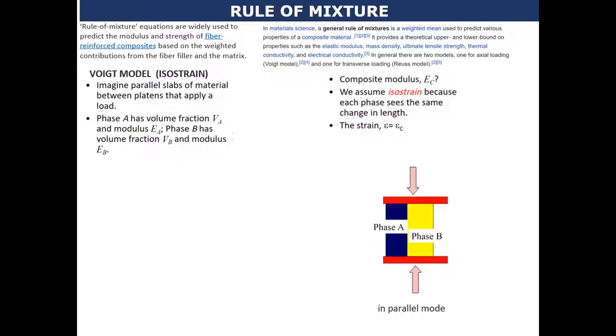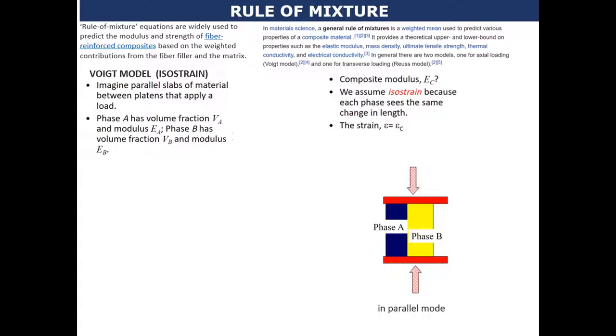So just a few words on the rule of mixture. This part is taken from Wikipedia. You can understand how this method is well established in the literature. So this technique was first considered for fiber reinforced composites. And the idea is that the properties of a composite material can be predicted as somehow a weighted mean of the corresponding properties of each material phase.